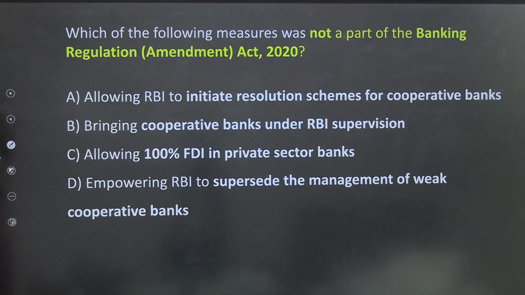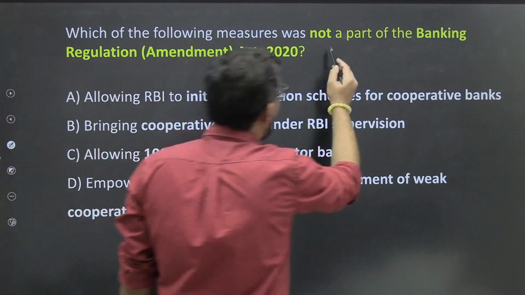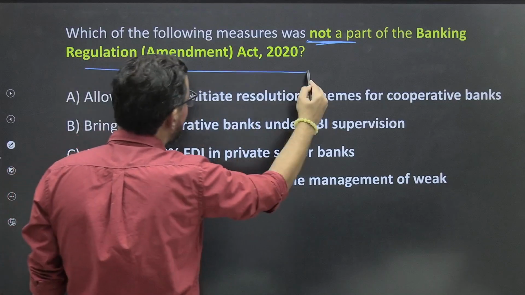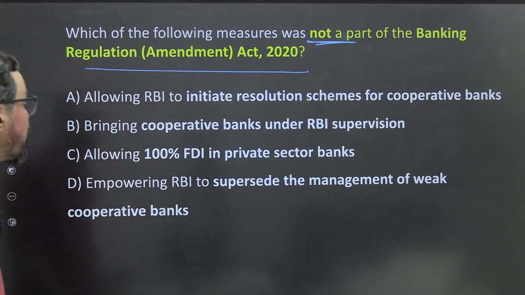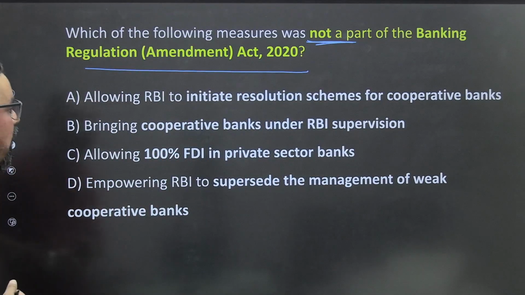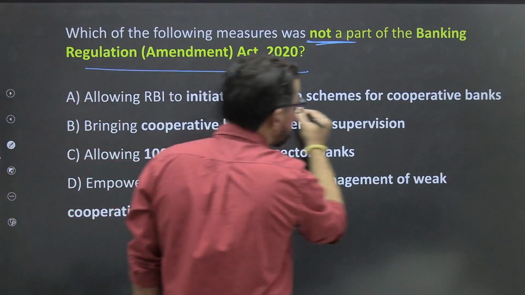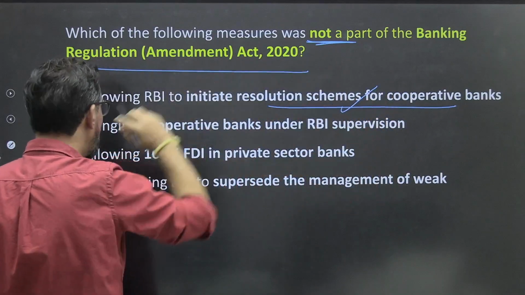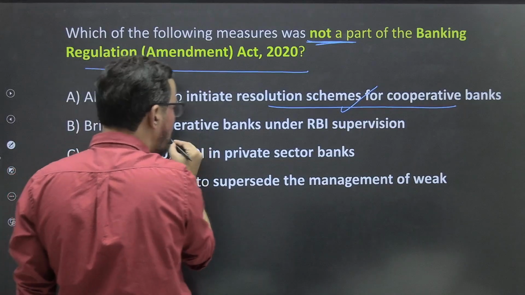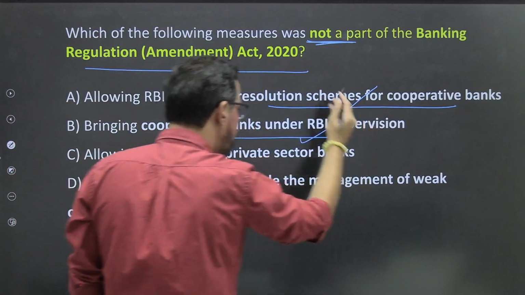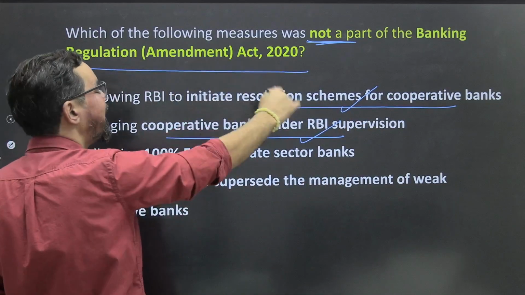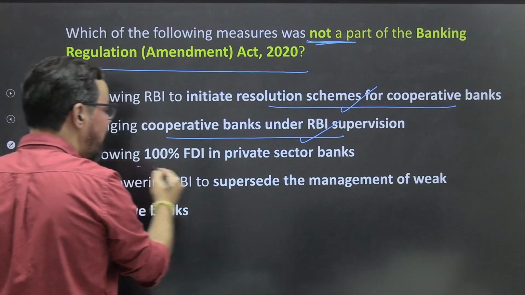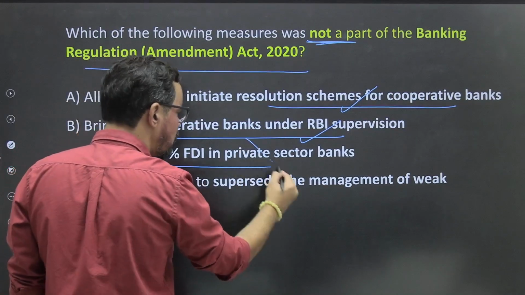Okay, next one. Which of the following was not a part of Banking Regulation Amendments 2020? ठीक है. So allowing RBI to initiate a resolution scheme for corporate banks, cooperative banks, true. Bringing cooperative banks under RBI supervision. ठीक है. So this amendment was related to cooperative banks itself. ठीक है. Allowing 100% FDI in private sector, no. ठीक है, this is not done ना.